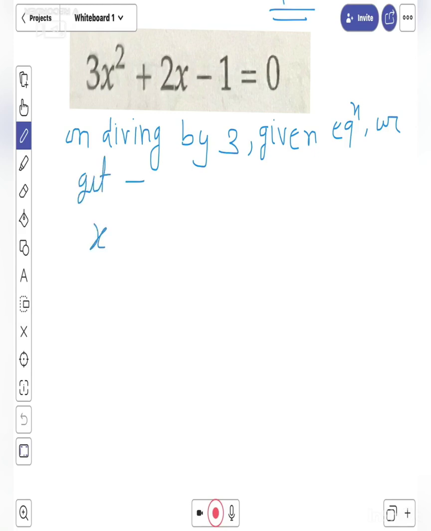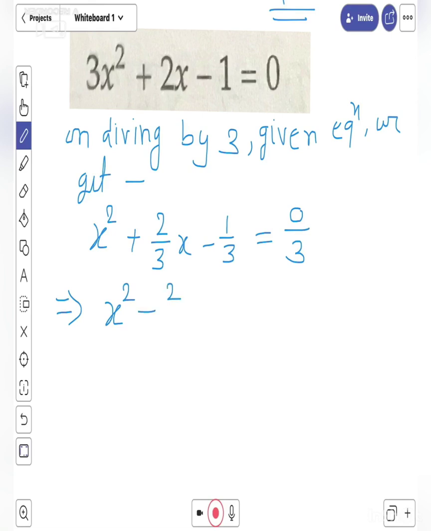So we will get x square minus plus 2 by 3 x minus 1 by 3 equal to 0 by 3. So the whole equation we divided by 3. You can see that the coefficient of x square became unity. So here you will get x square minus 2 by 3 x minus 1 by 3 equal to 0 by 3, means 0.